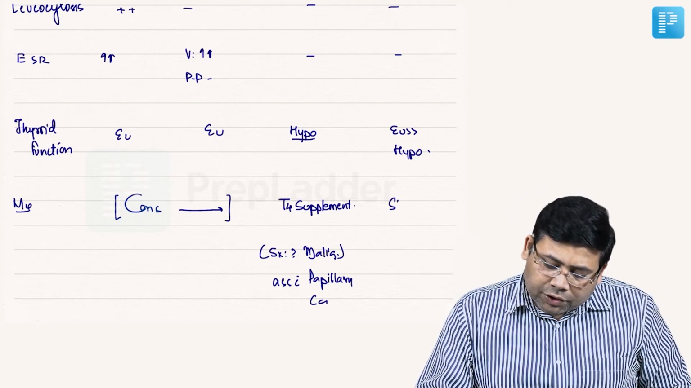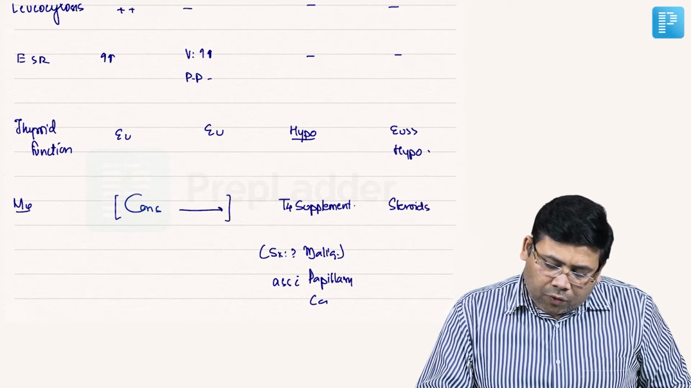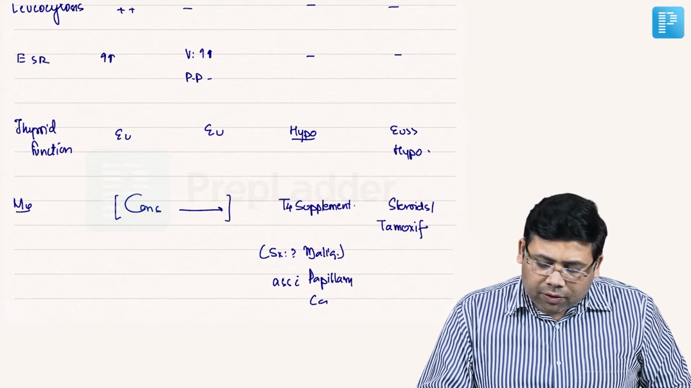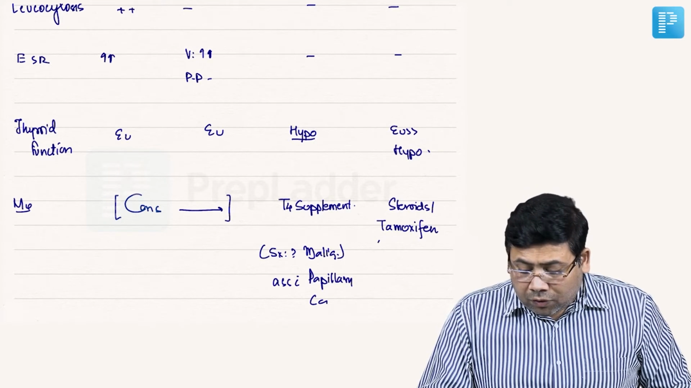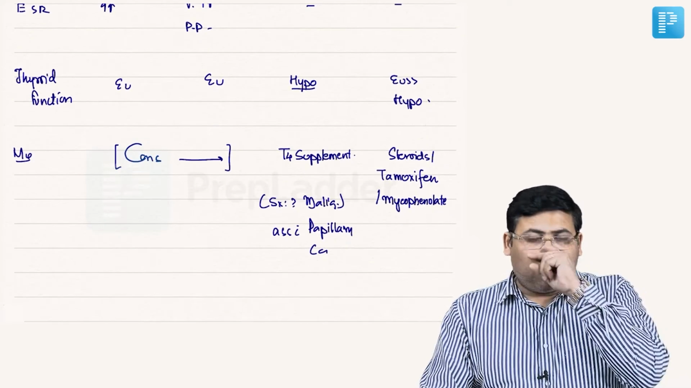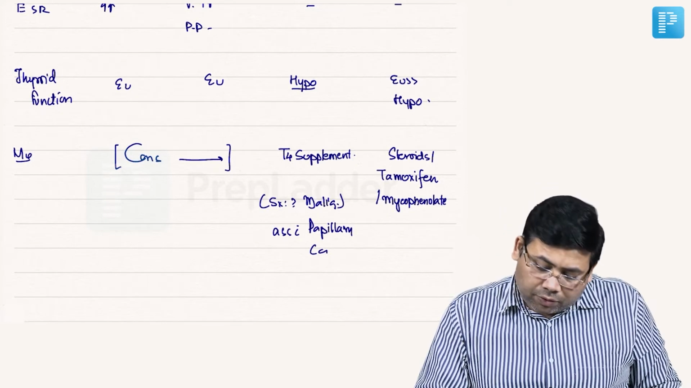Here we go for steroids, or you can say even tamoxifen has been known for its wonderful anti-inflammatory properties. Or mycophenolate. These are the options. Along with this, what else is important?